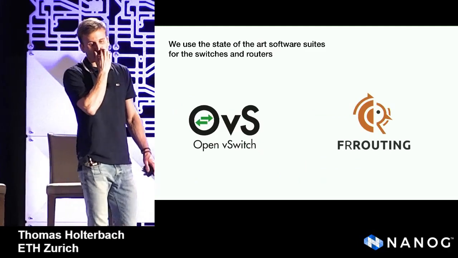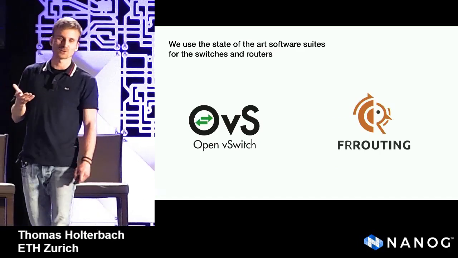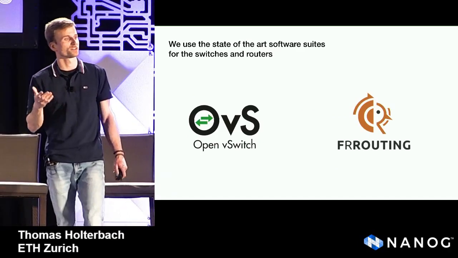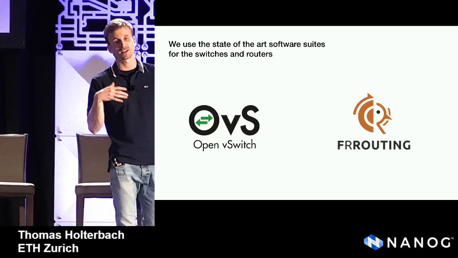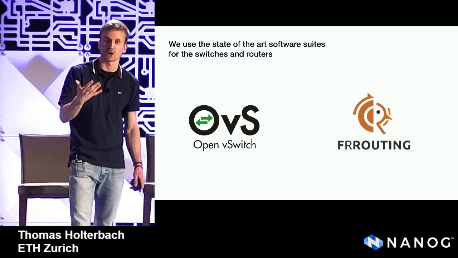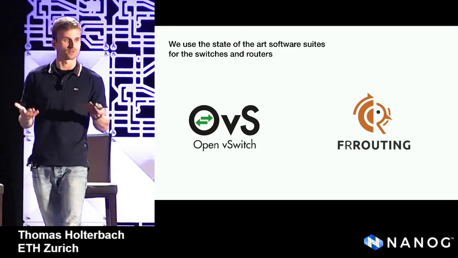For the switches and the routers, we use state-of-the-art software switches. So we use Open vSwitch for the switches and FRRouting for the routers. FRRouting actually provides a CLI that is very similar to actual routers. So students are really able to configure like a real router by the end of the project.